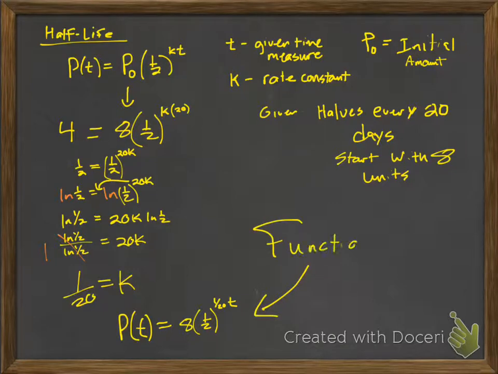More power to you. That's the function we'll use for any half-life questions you may be given after this, like how much is in the population after 15 days, or how much after 100 days. So you can plug in those t values as necessary, or you can say, when will the population reach 1? You can set the whole thing equal to 1 and solve that.